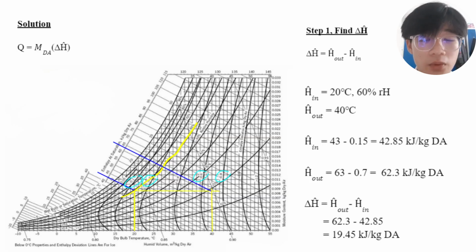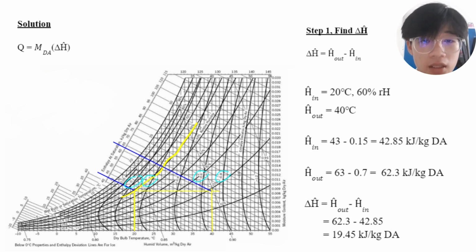In this question number 2, the value we have to find is the heat required for the whole process. The formula that we use for the solution is Q equals mass flow rate of dry air times change in enthalpy. First of all, we have to find the change in enthalpy, which is enthalpy out minus enthalpy in.